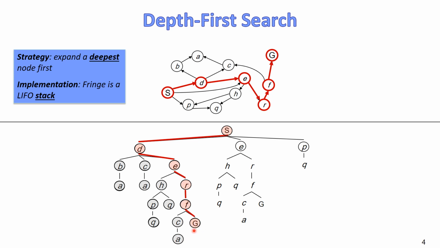Now at that point, remember, whenever we take a node from the fringe, if you remember the algorithm from last time, we check whether it is satisfying the goal condition or not, or the goal test or not. So of course G is the goal state, so it satisfies the condition. So now we have a solution which is S, D, E, R, F, G based on DFS. So DFS will find that solution, okay, using the DFS strategy.